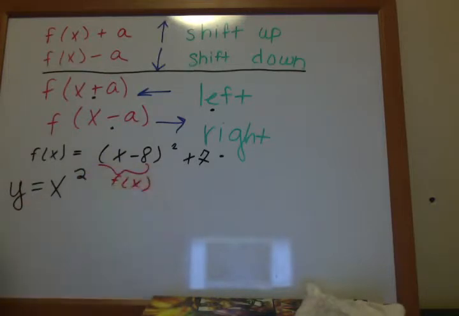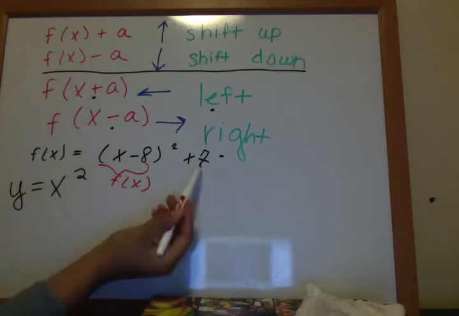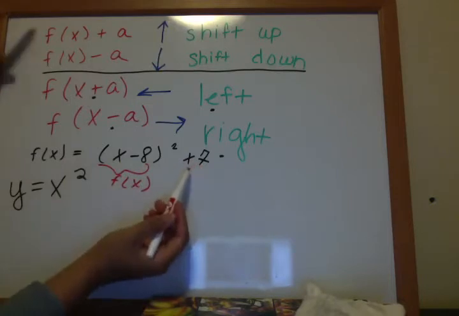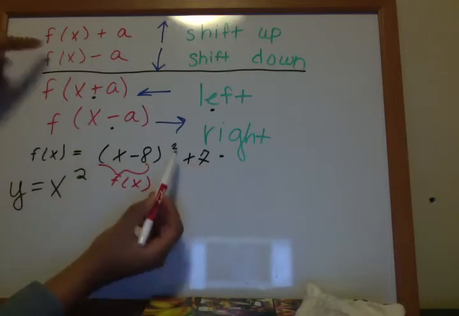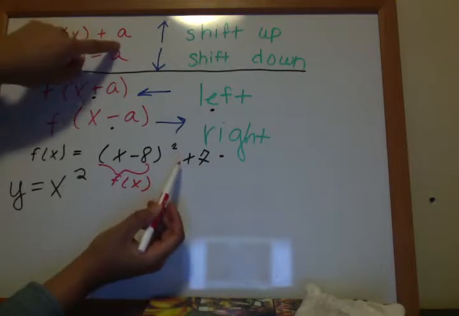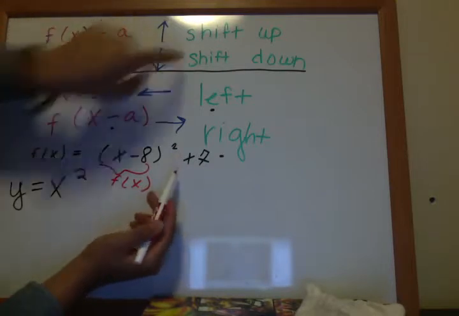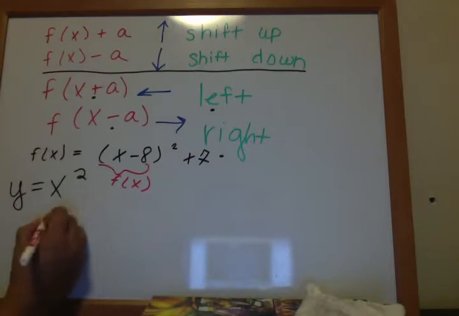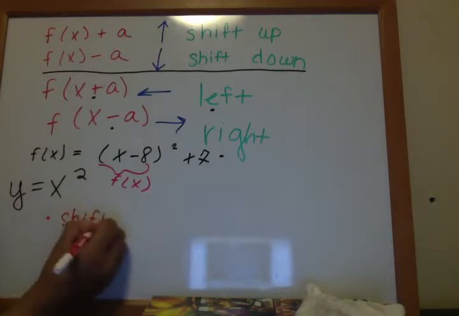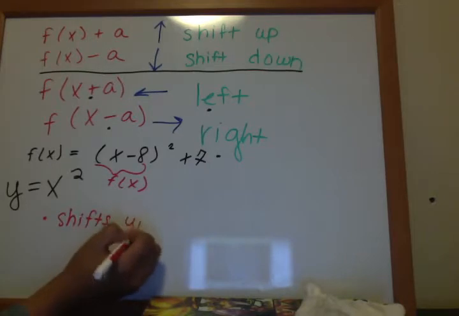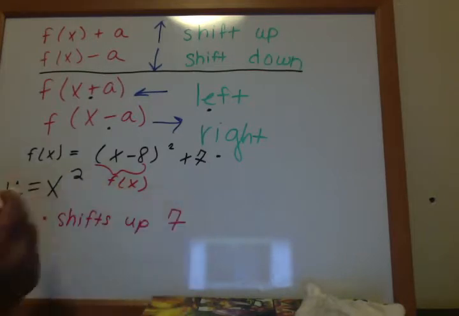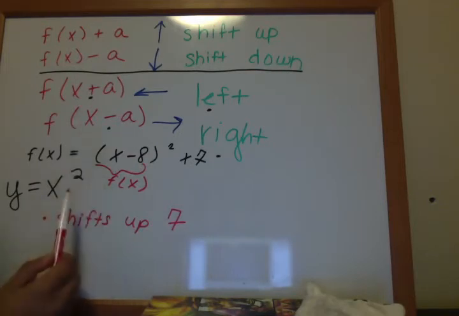Okay? So let's start with the most obvious one. You have f of x. This whole thing is f of x. And you have a number added to it. So according to these rules, when you have something added on the outside, there's a shift upward. So one answer is it shifts up 7.